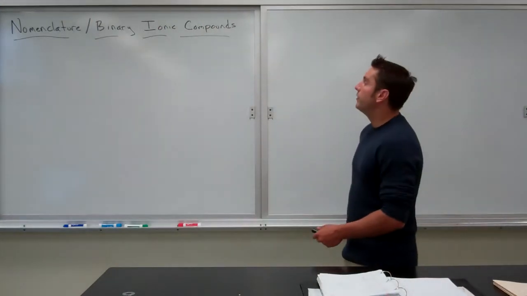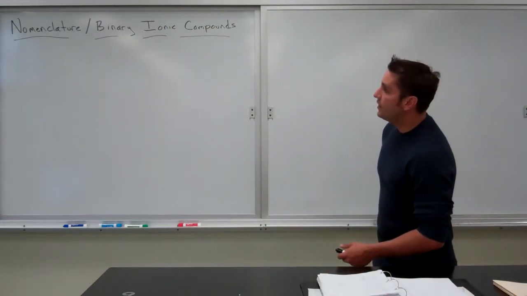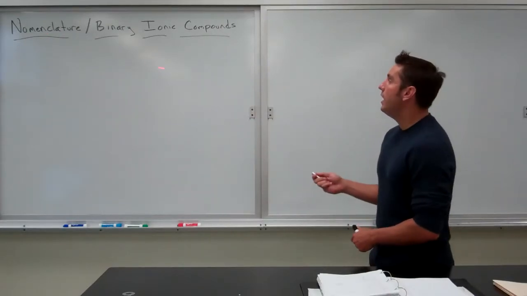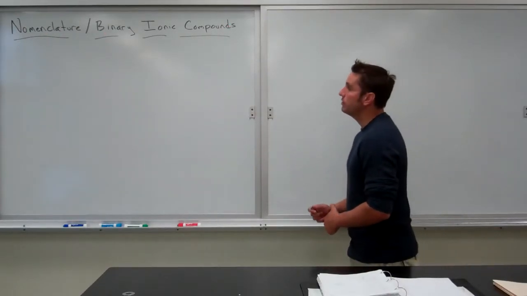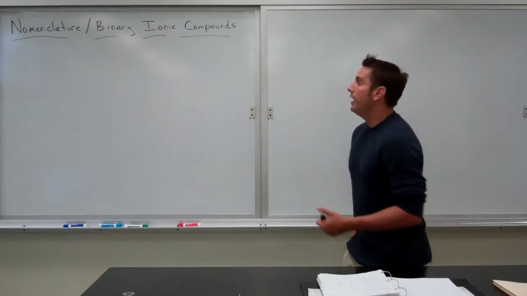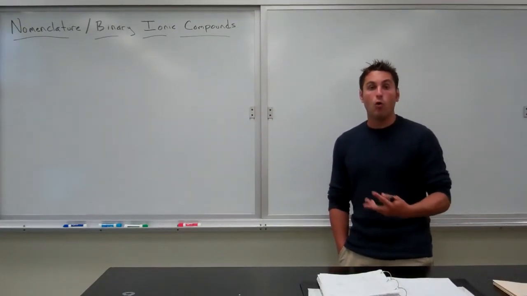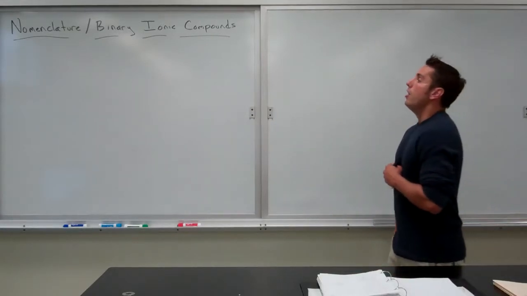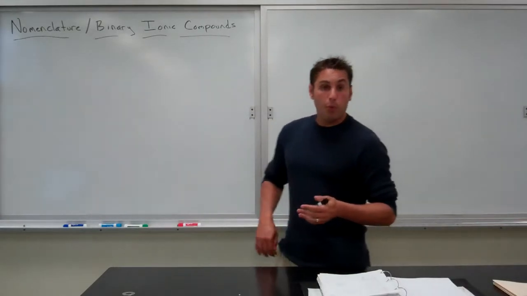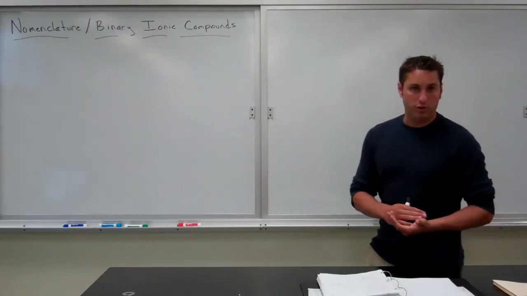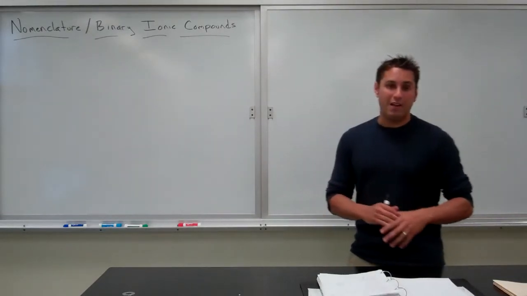As you can see from the title of this tutorial, this video is about what we call nomenclature and specifically binary ionic compounds. Nomenclature is a fancy word in chemistry for simply compound naming or formula writing.